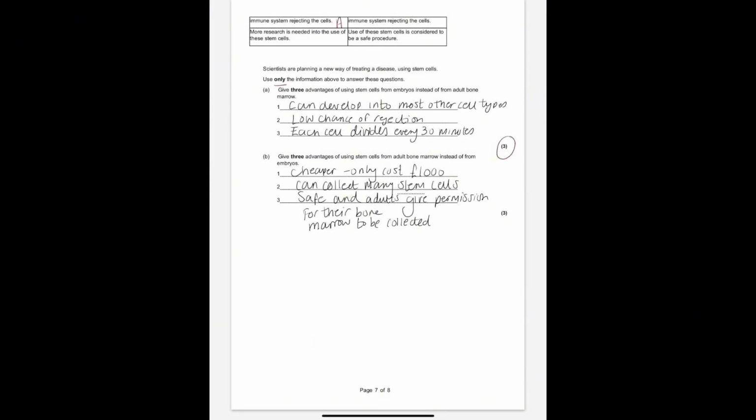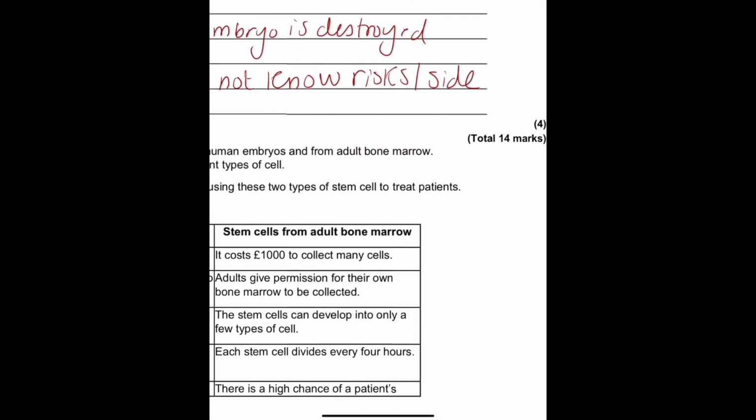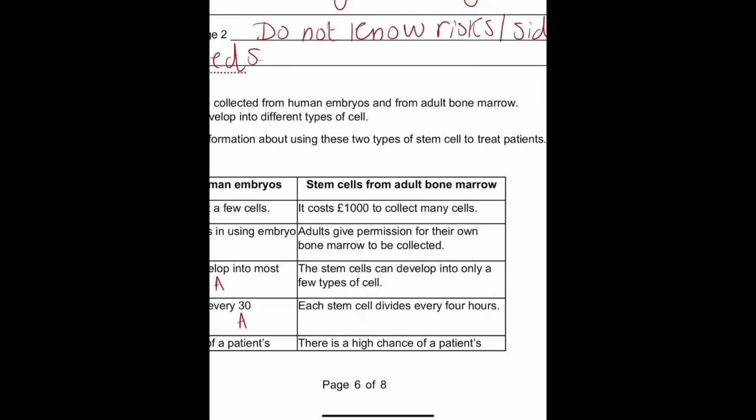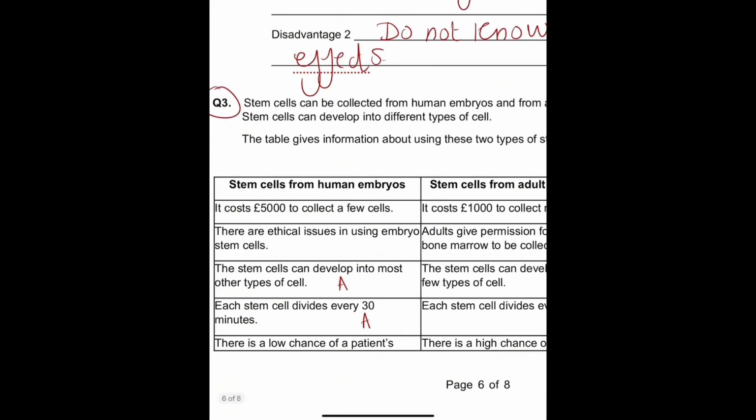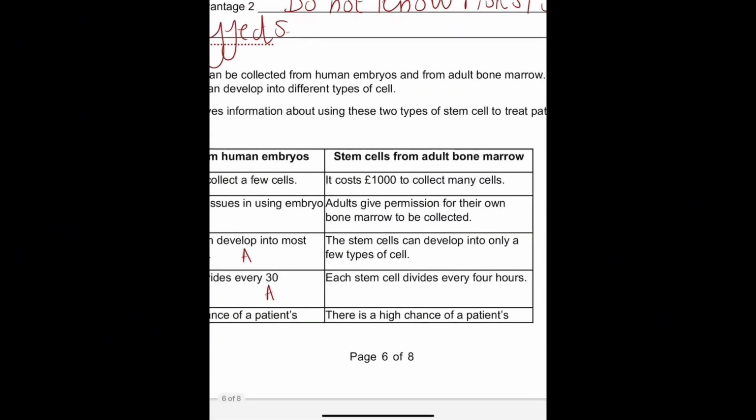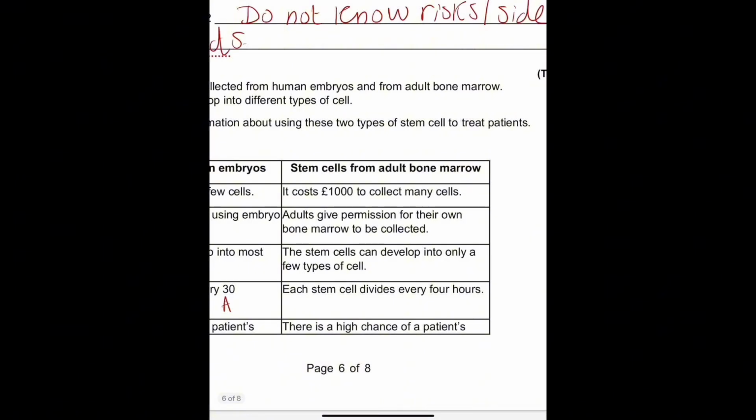Okay, next one, give 3 advantages of using stem cells from adult bone marrow instead of from embryos. So it costs £1,000 to collect many cells. So we can see it costs $5,000 for a human embryo. So it is much cheaper. You can write that down. Adults give permission for their own bone marrow to be collected. That would definitely be an advantage. The stem cells can develop into only a few types of cell. I wouldn't say that is an advantage. Each stem cell divides every 4 hours. Nope, that takes too long.